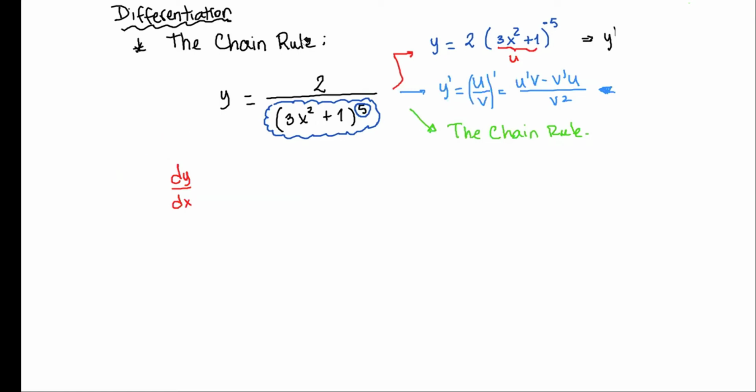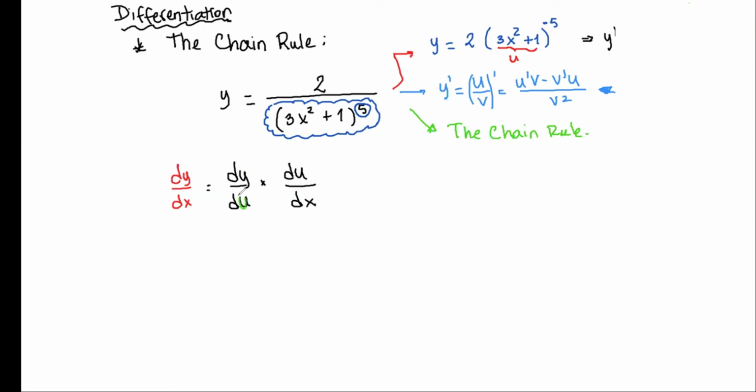I have dy over dx. The thing is that I'm not going to find dy over dx that easily. But it's going to be easy in the end if I help you identify everything. The dy over dx is going to be dy over du times du over dx. What? It looks horrible, I know.